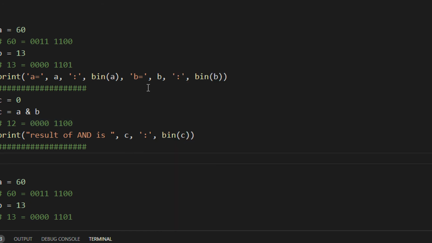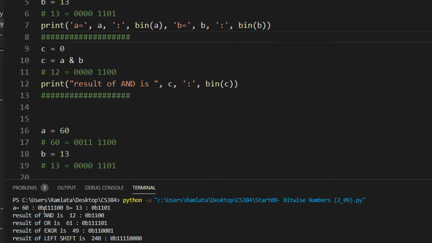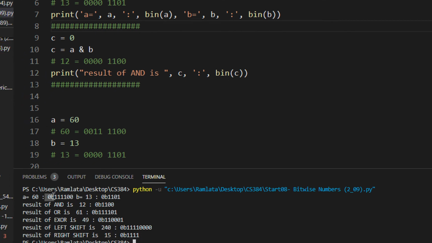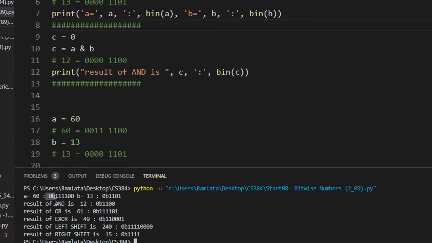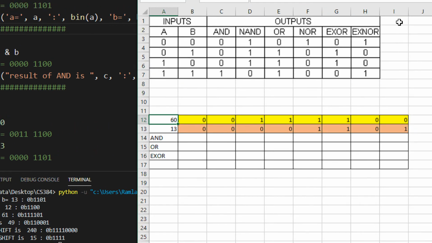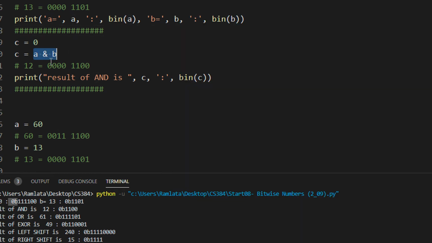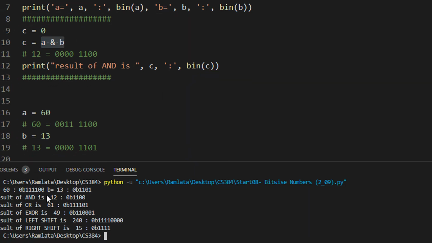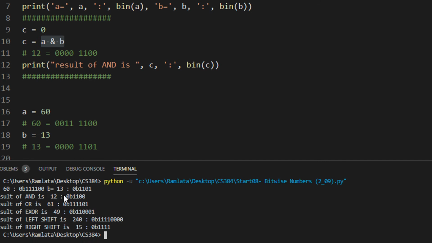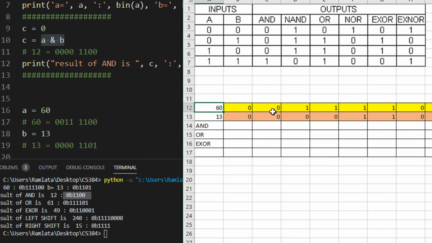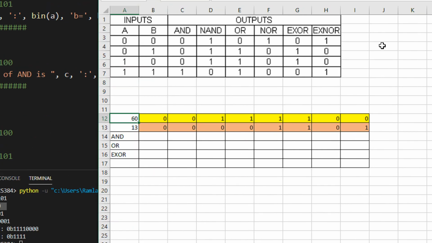If you want to see it from the code, we can see A has a binary value of this. 0b specifies binary, 0o specifies octal, 0x specifies hexadecimal. So initially we want the value of A ampersand B, and the answer Python gives is 12, and the binary equivalent is 0b1100.